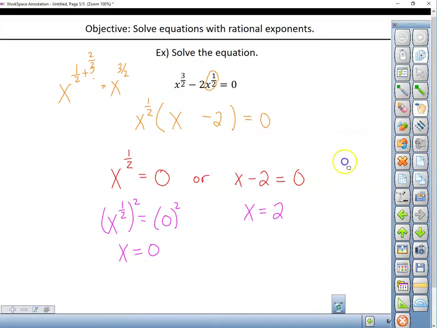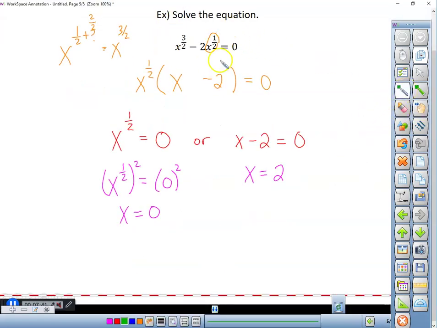So now I want to check and make sure that they're valid. I want to check in my original equation here. So if I'm going to check x equals 0, I'm looking at 0 to the 3/2 power minus 2 times 0 to the 1/2 power. Is that equal to 0?